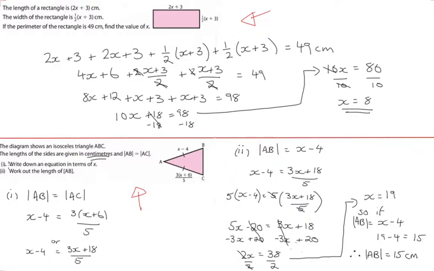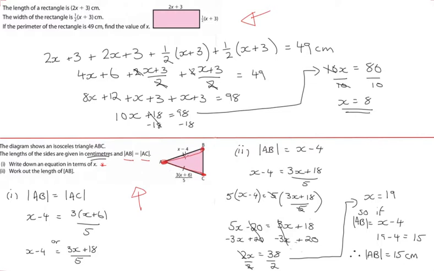So the first question here, write down an equation in terms of x. All they want you to do here is realize that when they say AB is equal to AC, now AB is the line from A to B, so it's this, and AC is the line from here to here. They want you to write down the length of AB, and then they want you to put an equal sign, and then write down the length of AC.